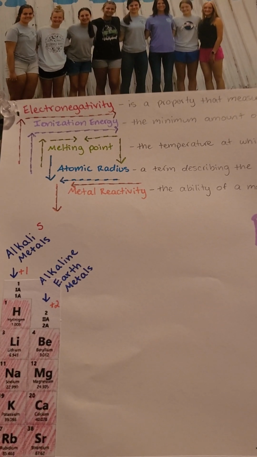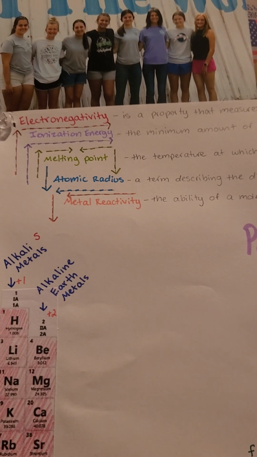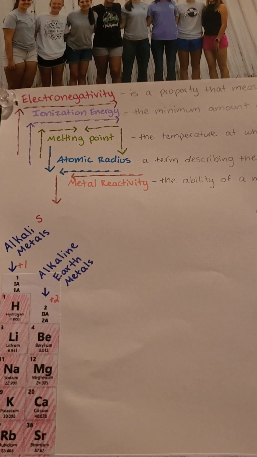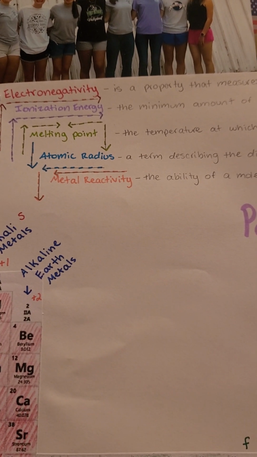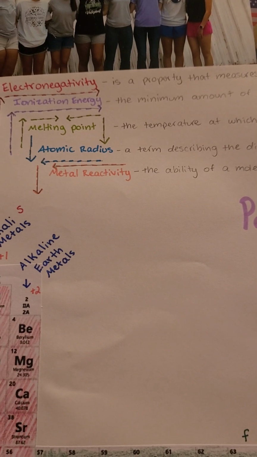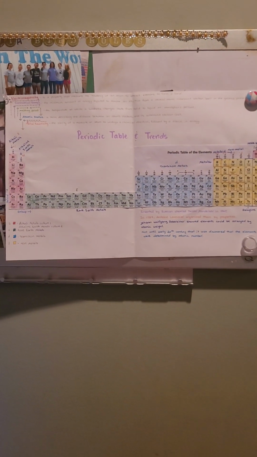Next is atomic radius, a term describing the distance between an atom's nucleus and its outermost electron shell. And lastly is metal reactivity, the ability of a molecule or atom to undergo a chemical reaction followed by a release in energy. And that's everything about the periodic table and trends.